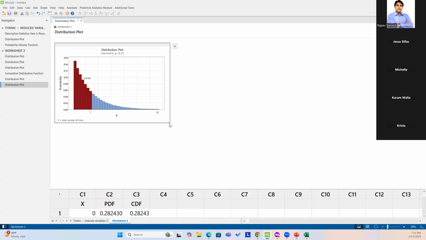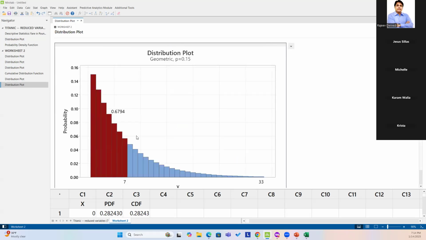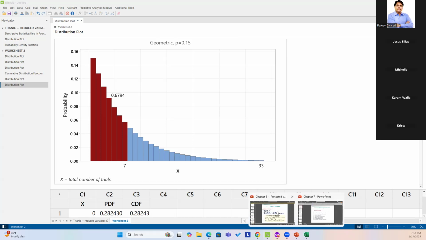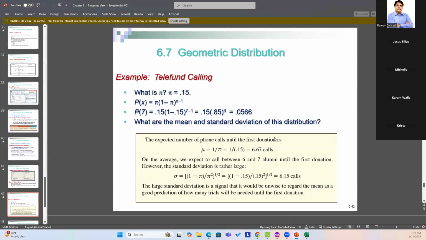So basically we have to look into the seven, because it is giving the cumulative. The probability for the seventh person is about 5.6%, or 0.056 for seven. So this is the answer, 0.056.